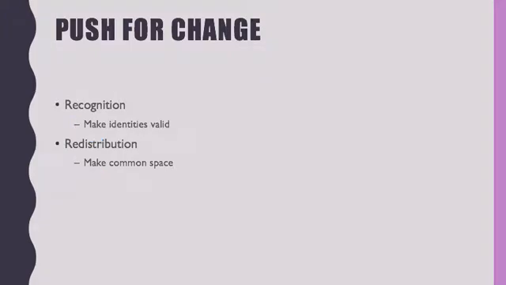In order to make change in the world as we know it, there are a couple of key steps: recognition and redistribution. It is important to recognize all people and make identities valid. This means recognizing people due to and regardless of their race, their class, their gender orientation, their sexuality, their education level, and any other identifiers you can think of.